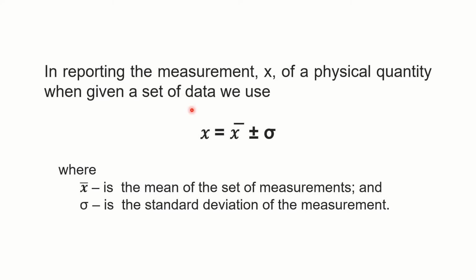In reporting the measurement x of a physical quantity when given a set of data, we use x equals x bar plus or minus omega. So the final measurement is equivalent to the mean of the data set plus or minus the standard deviation, where x bar is the mean and omega is the standard deviation.